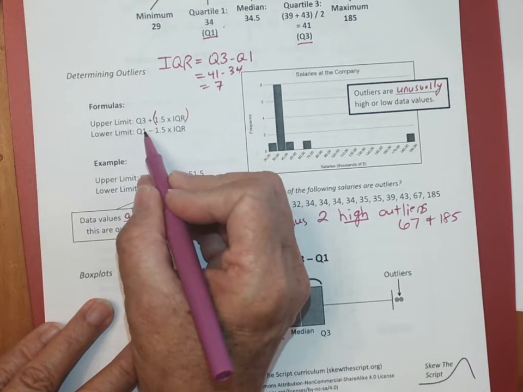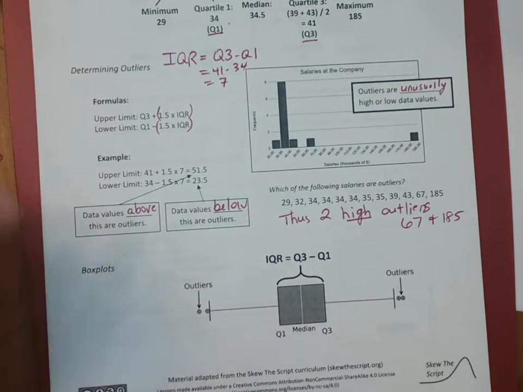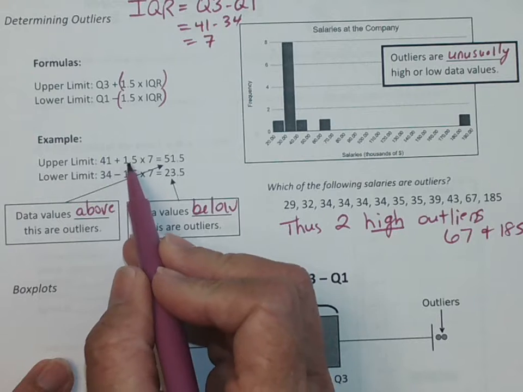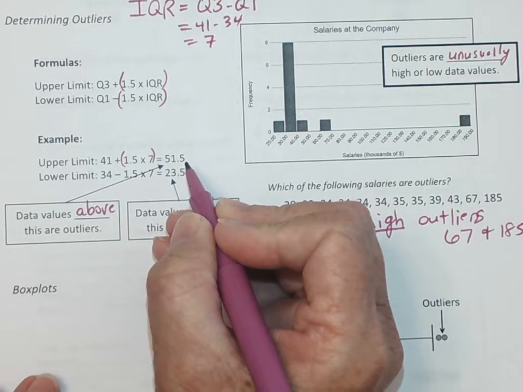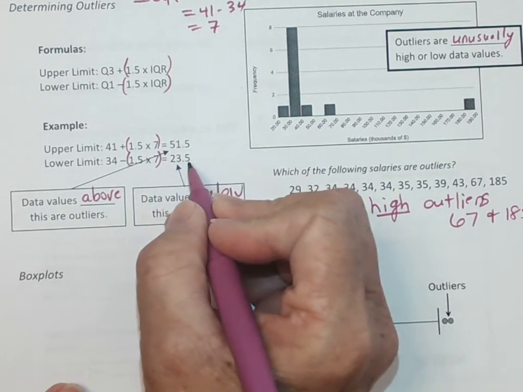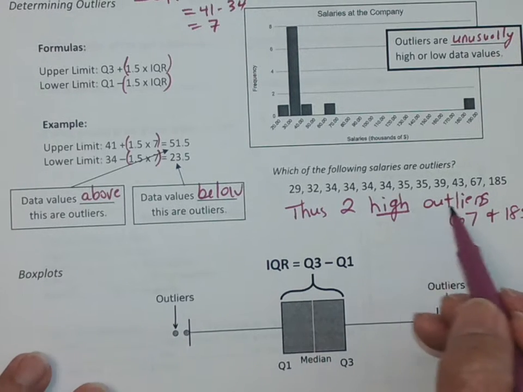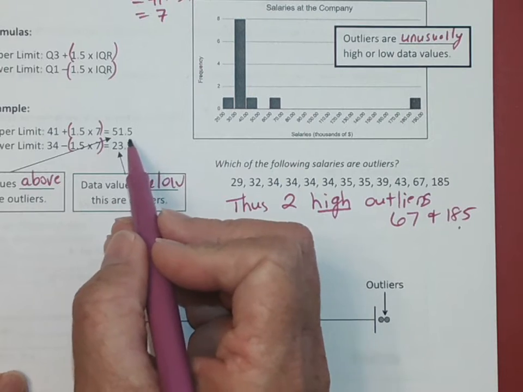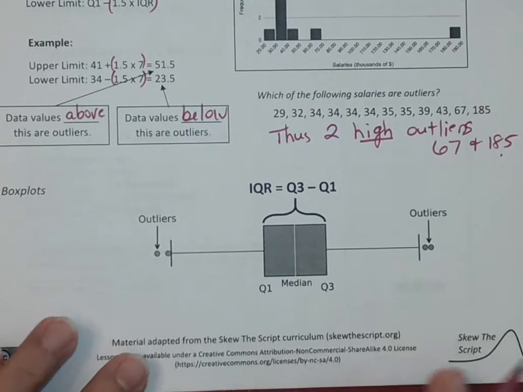The lower limit we find by taking Q1 minus 1.5 times the IQR. And again, I would put parentheses around that; mathematically, that looks better to me. Okay, and the actual values here: 41 plus 1.5 times 7 gives us 51.5. So anything above 51.5 is a high outlier. Anything below 34 minus 1.5 times 7, which gives you 23.5, would be a low outlier. Notice that we don't have any low outliers here. It asks, do we have any outliers? We have 2 high outliers, at 67 and 185, because they both are higher than our upper limit here.